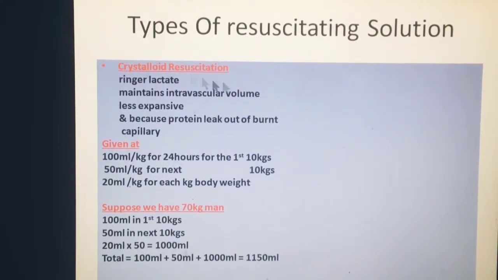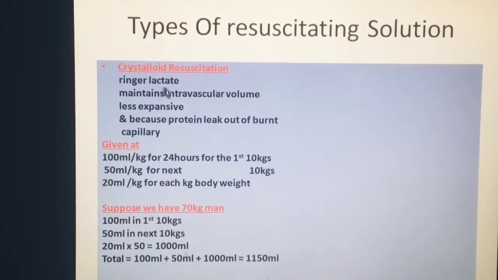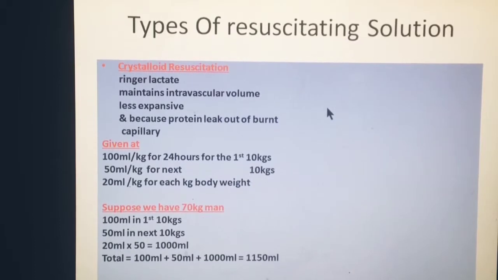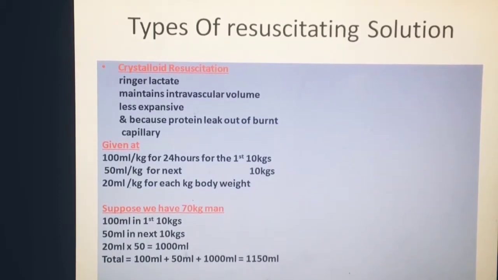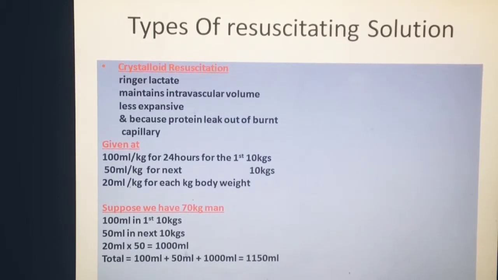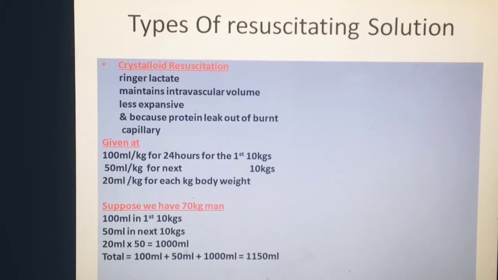Then the types of resuscitation fluid. The first type of fluid is the crystalloid. This consists basically of Ringer's lactate. This maintains the intravascular volume. This fluid is less expensive, and because protein leaks out of the burnt capillaries, we do not give colloids first. We give the patient crystalloids first.